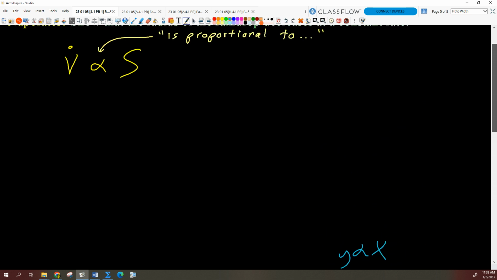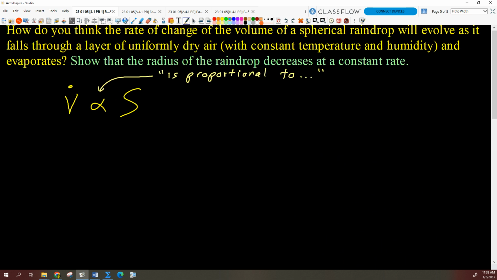So then we're going to go up here and do the same thing. We could say that V dot is equal to Ks. And we could even do one more thing. Is V dot going to be positive or negative here? It's going to be negative. So we could even say negative Ks, where K is a positive constant.